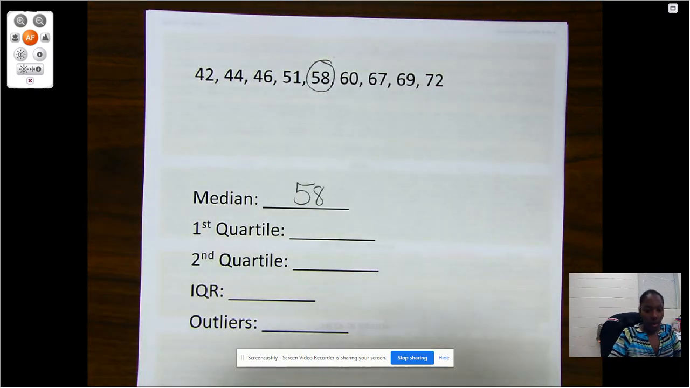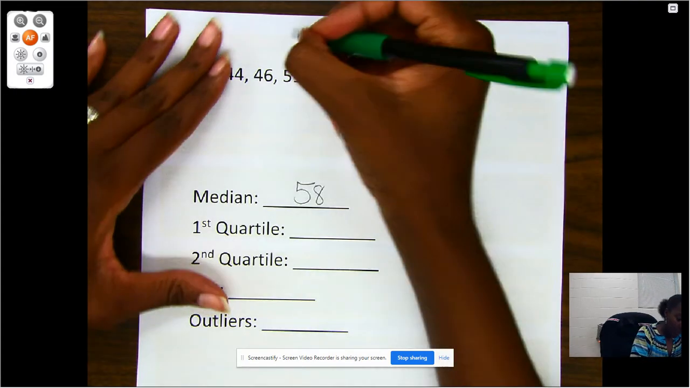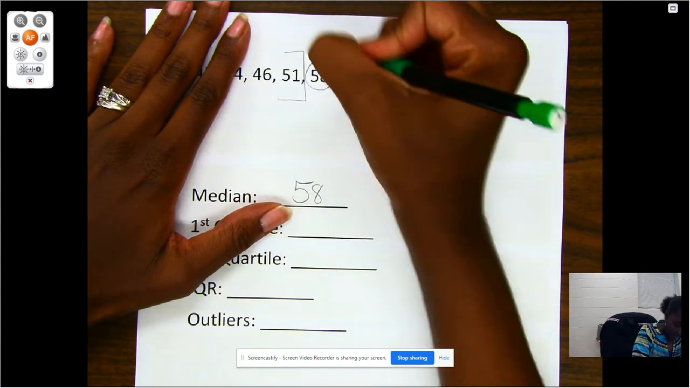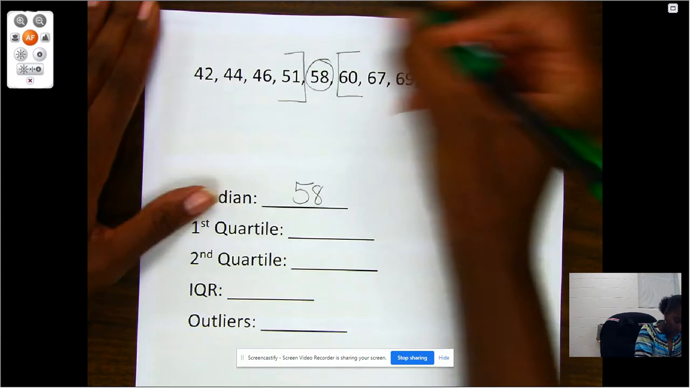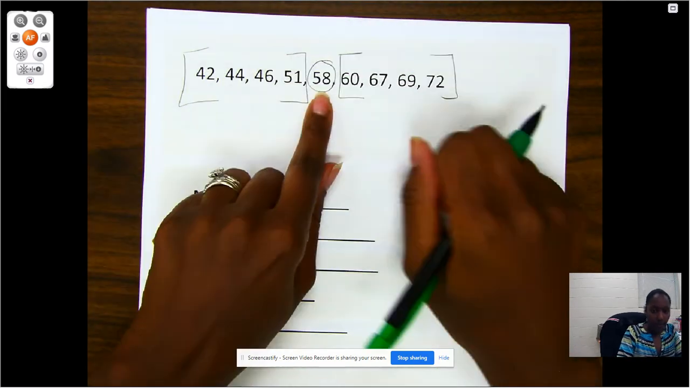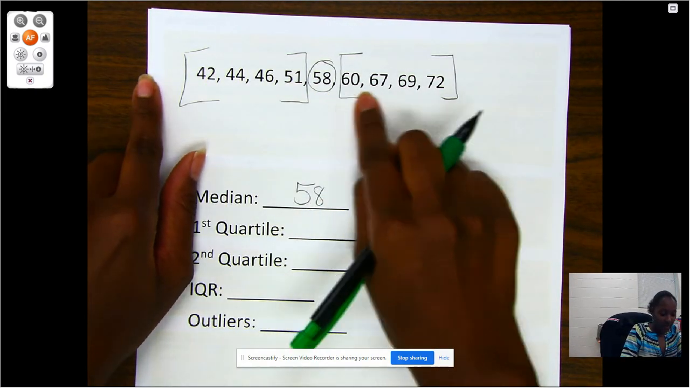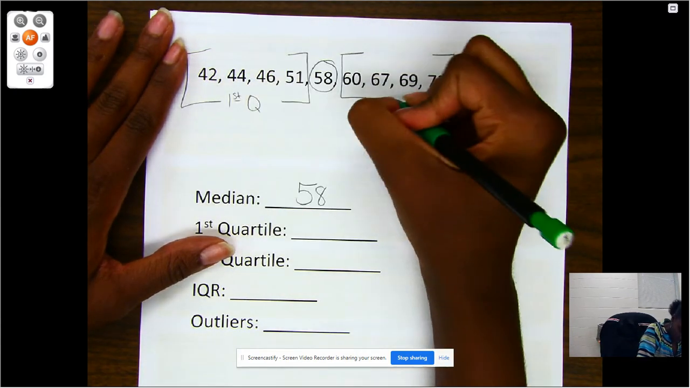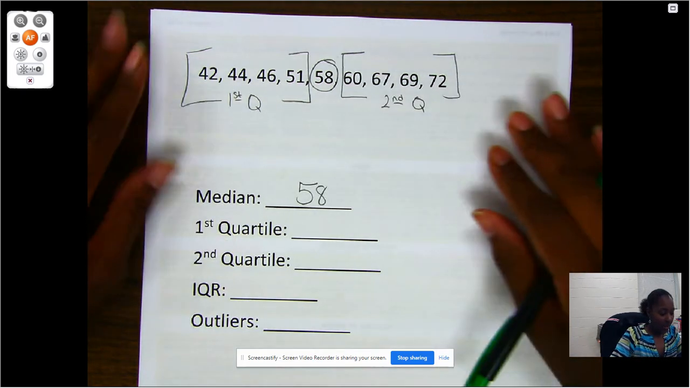Now, remember, for our first and second quartile, we're finding the middle of our data again. So since there's only one number in the middle, my data is going to be split like this because we don't include that one number. So half of our data is this way, the other half is this way. Remember, this is the first half of our data. This is the second half of our data. All right? How many numbers do we have?